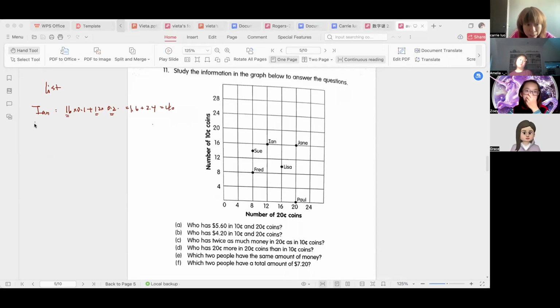So we can see Jane has 20, sorry, we do this one first. 16 times 0.1 plus 20 times 0.2. So this one is $5.60. So we know Jane has $5.60 in 10 cents and 20 cents coins. Understand, Zoe? Making a list is a very good way for us to find all the answers. So I want you to do B, C, D, E, F.